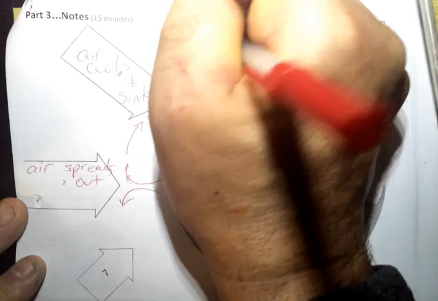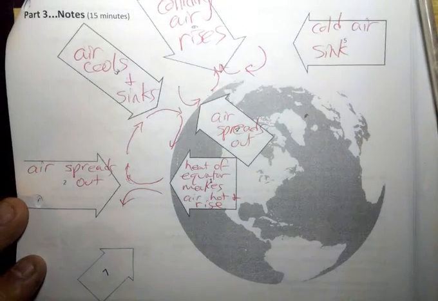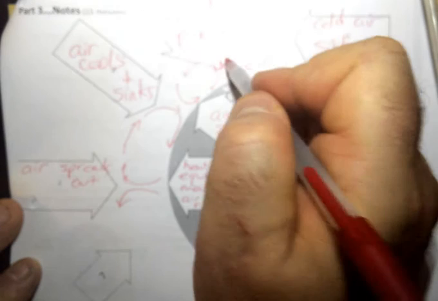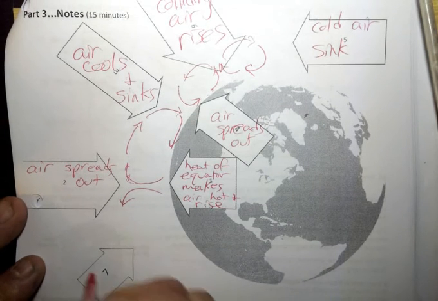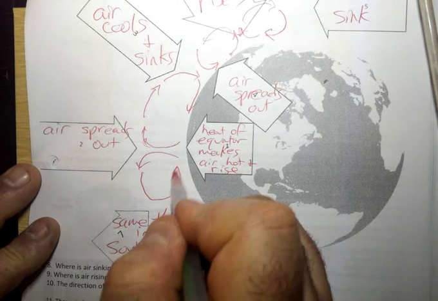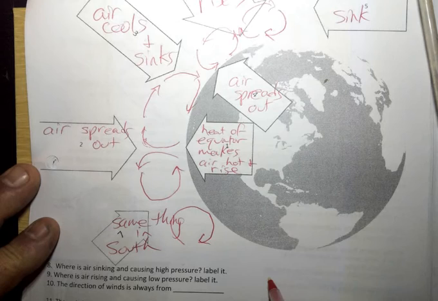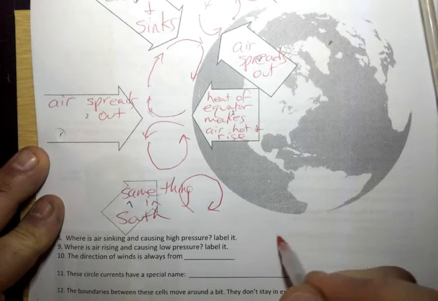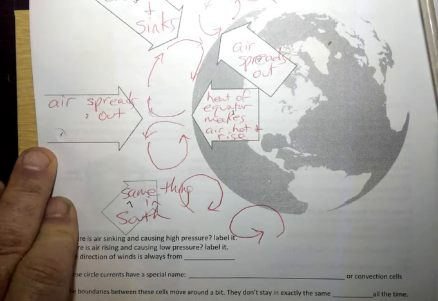Colliding air rises. And so that sets up 2 more circular currents there and there. And then we have the same thing in the south. So we have this circular pattern there, and one here, and one here. So we have a grand total of 6 circular currents that go around Earth.